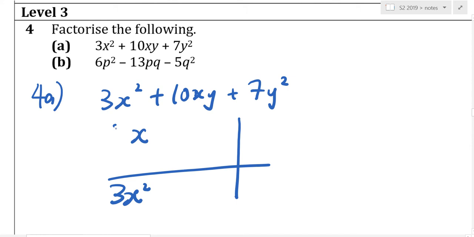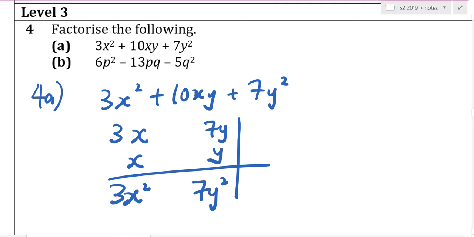So definitely this is 3x, this is x. Am I correct? So far okay? What about the y squared? This is 7y squared, right? So what do I have? 7y and y, right? So far okay? Because y times y will give you y squared.